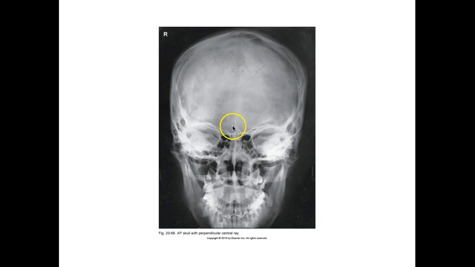So this is what it looks like. You have magnified orbits, and this is the 0-degree angle. So this is just straight, and you can see that the petrous ridges here fill up the orbits.